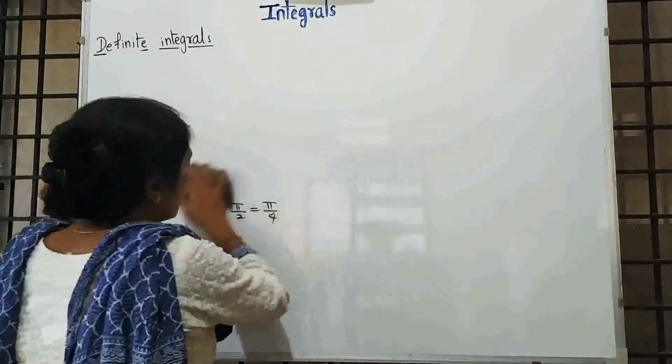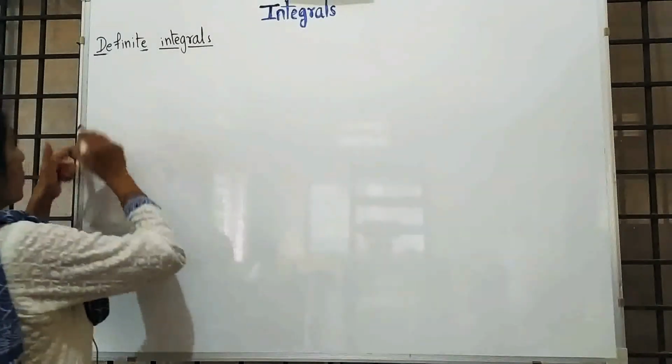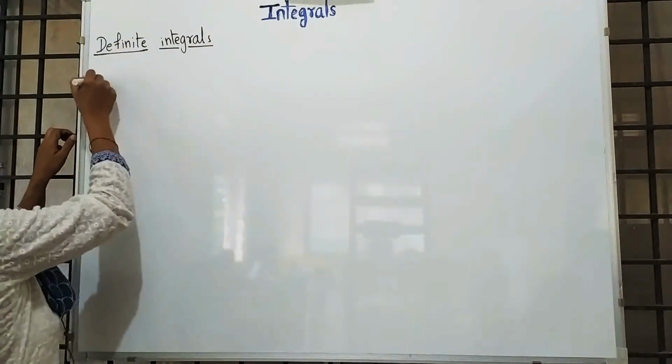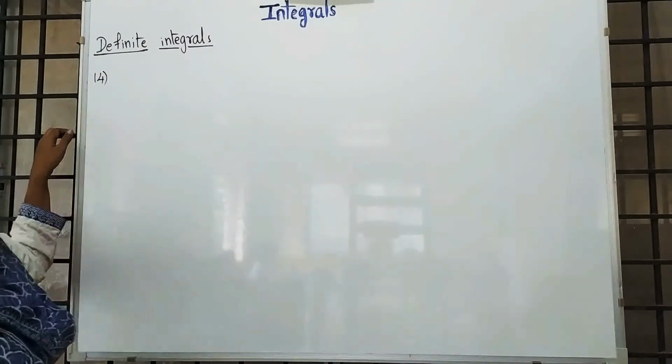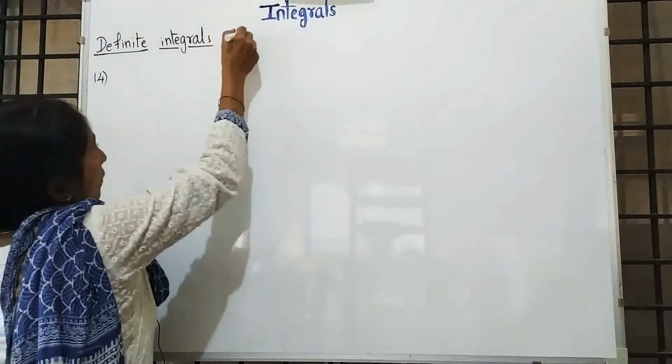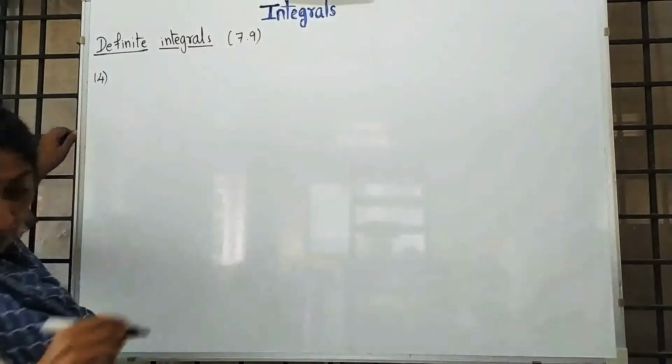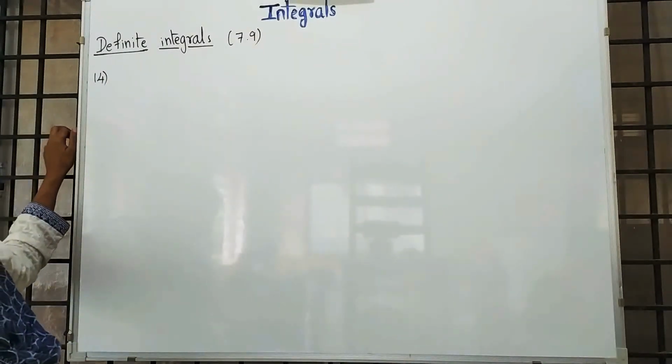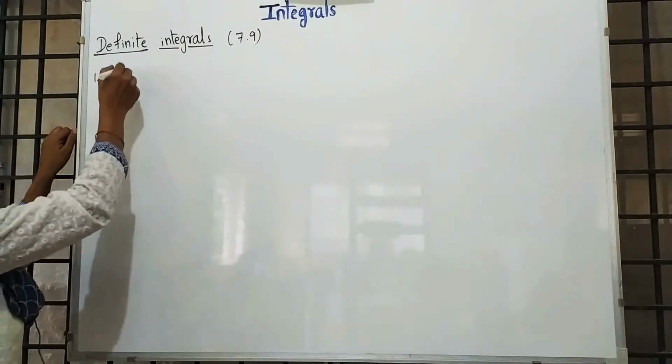13th already we did. Now 14th. I am moving to the next question, that is the question number 14. Question number 14. The exercise is 7.9 from the NCERT. The 14th one is integration from 0 to 1.